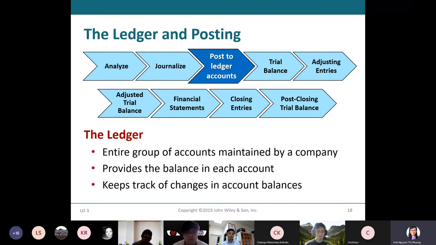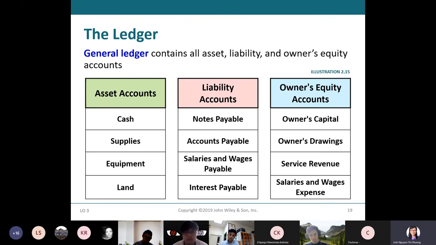So when we post to the ledger accounts, first we should understand what is meant by ledger, okay? The ledger is the group of accounts that are maintained by a company, and it provides a balance in each account. It helps us keep track of the changes in the account balances, okay? For example, the general ledger has the cash account, supplies, equipment, land, okay? And for liability accounts, for example, we have ledger accounts for notes payable, accounts payable, salary and wages payable, interest payable, okay? So what does the ledger look like?